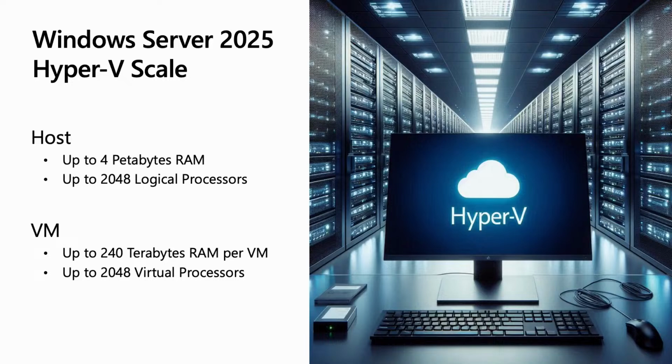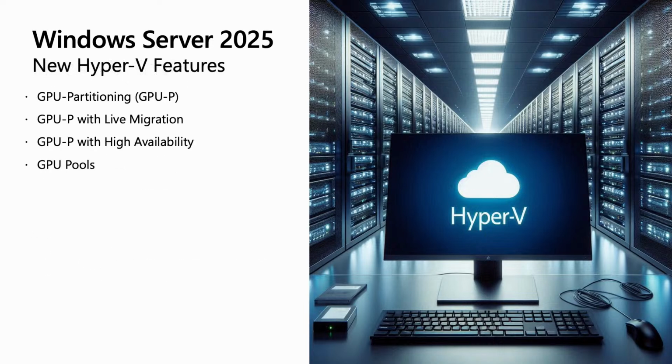To meet the demands of these technologies, we've increased the scalability limits of Hyper-V in Windows Server 2025. We now support 4 petabytes of RAM and 2048 logical processors in the host, and a single VM can have up to 240 terabytes of RAM and 2048 virtual processors. This sort of scale ensures that your largest workloads can run on Windows Server. But we didn't stop there.